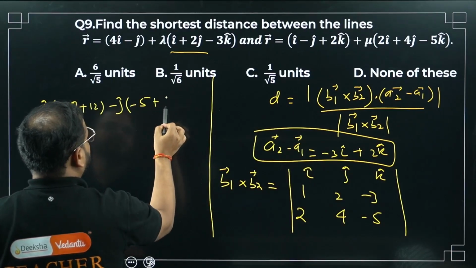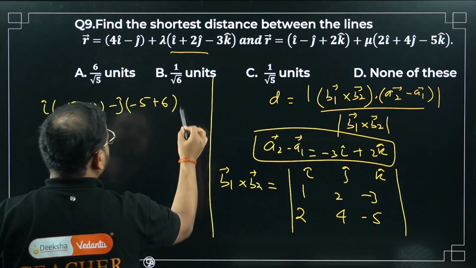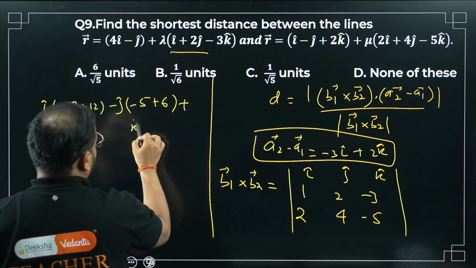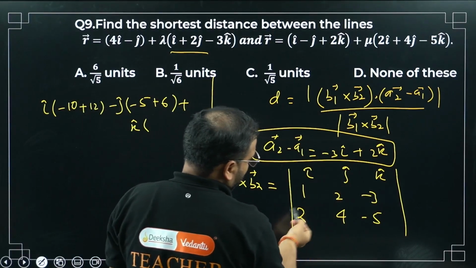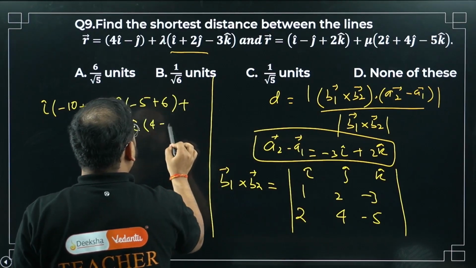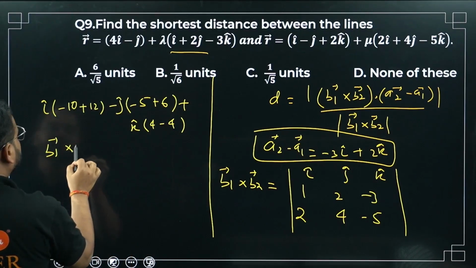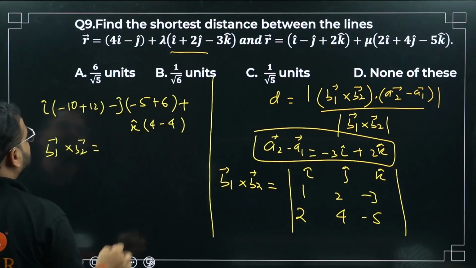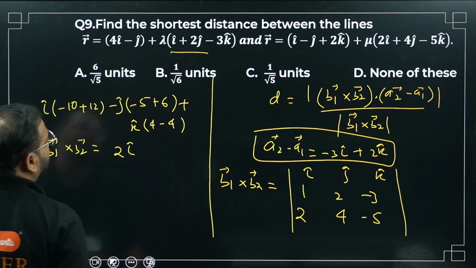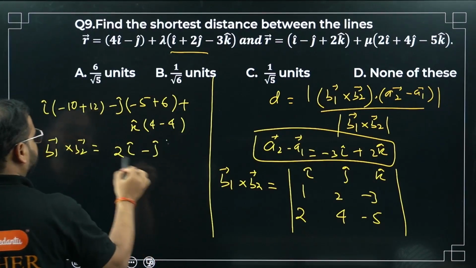Minus 5 plus 6. Have a look. 5 into 1 is minus 5, 3 into 2 is minus 6, so plus 6. And plus k cap times what? 4 minus 4, right? 4 into 1 is 4 minus 4, so gone, it's 0. So what I'm getting here? B1 cross B2 is coming as 2i cap, minus 6 minus 5 is 1, so minus j cap.